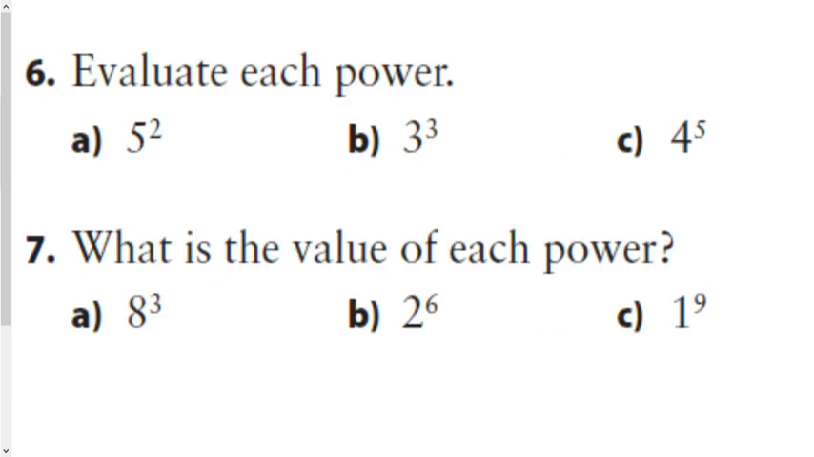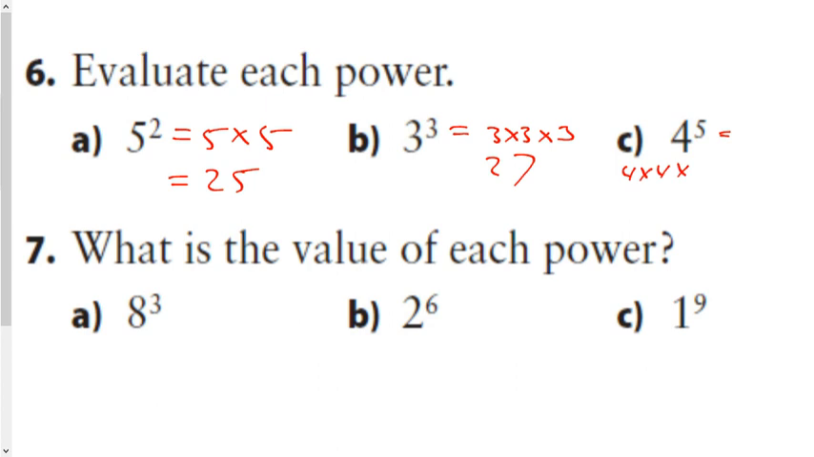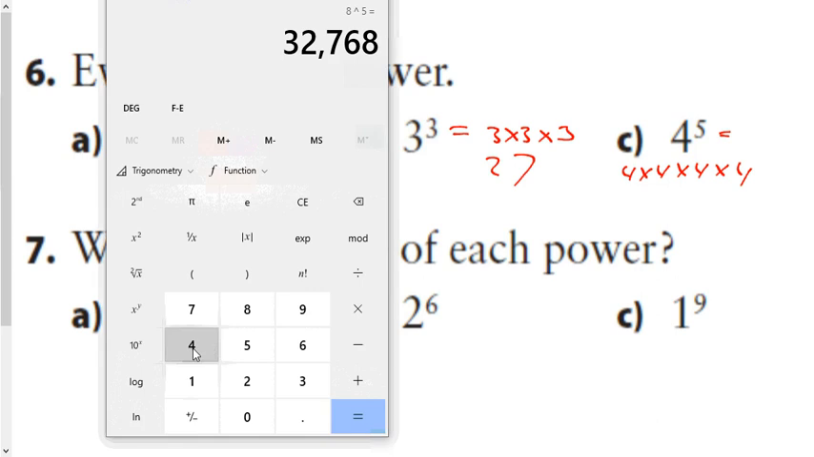The next one says evaluate each power. So 5 squared, written as repeated multiplication, would be 5 times 5, which is 25. 3 cubed, or 3 to the exponent of 3, is 3 times 3 times 3, or 9 times 3, which is 27. 4 to the exponent of 5 is 4 times 4 times 4 times 4 times 4, which is too difficult to do in my head. So I grab my calculator. 4 is the base, 5 is the exponent, equals 1024.